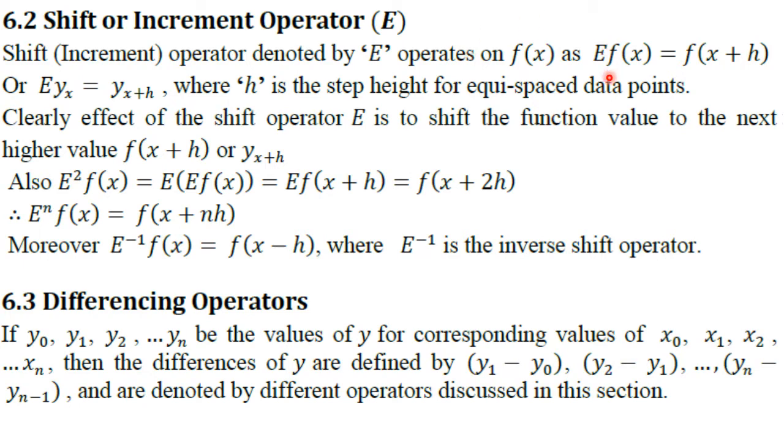So students, E of f of x. What does it mean? This E changes or shifts f of x to the next level. So E of f of x means f of x plus h, meaning basically the change is in the function, but why is this change appearing? This change is because of the change in the domain value, that is your x. So x plus h is your next point. The function value at the next point is now the answer of the shift operator.